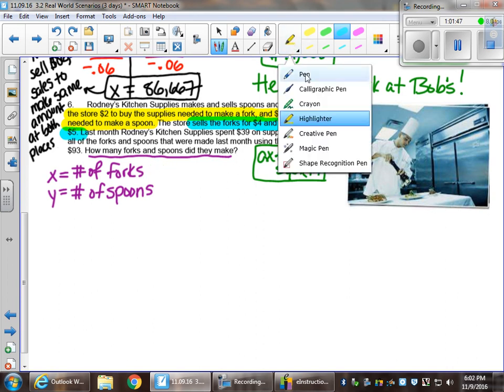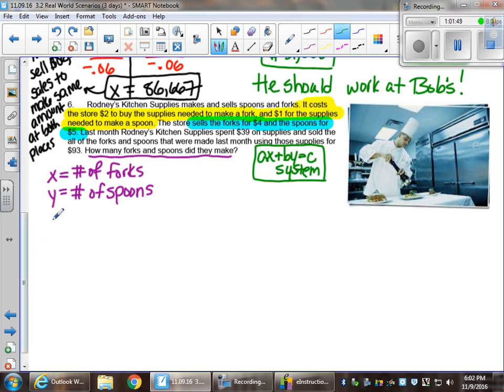So I know that I will have one equation for cost and a second equation for profit. So let's put the cost one together first. Cost the store $2 for a fork. So $2, I don't know the number of forks. So 2x, because I don't know the number of forks. But I do know how much they cost. So $2 per fork. And then $1 for each spoon. So 1y. Whether or not you write that 1 is up to you.